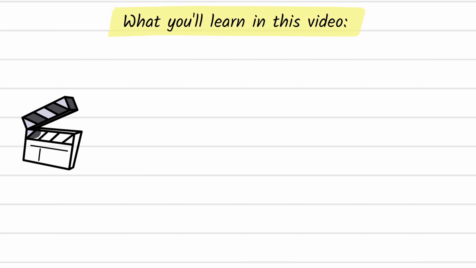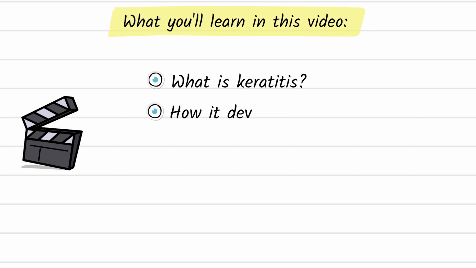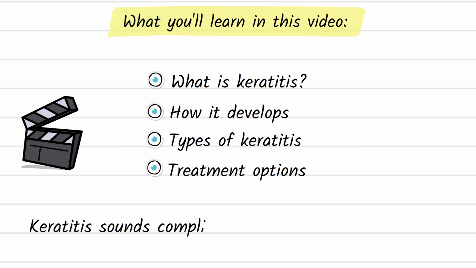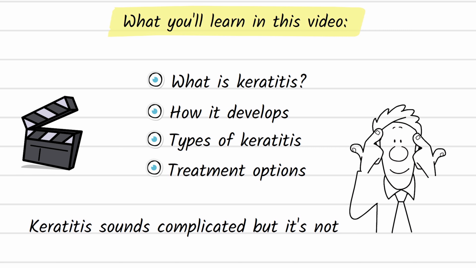In this video, we are going to explain what keratitis is, how it develops, the different types of keratitis you should know about, and what you can do if you think you have it. Before we dive in, let me say this. Keratitis is one of those eye conditions that sounds complicated, but once you understand the basics, it becomes much clearer.